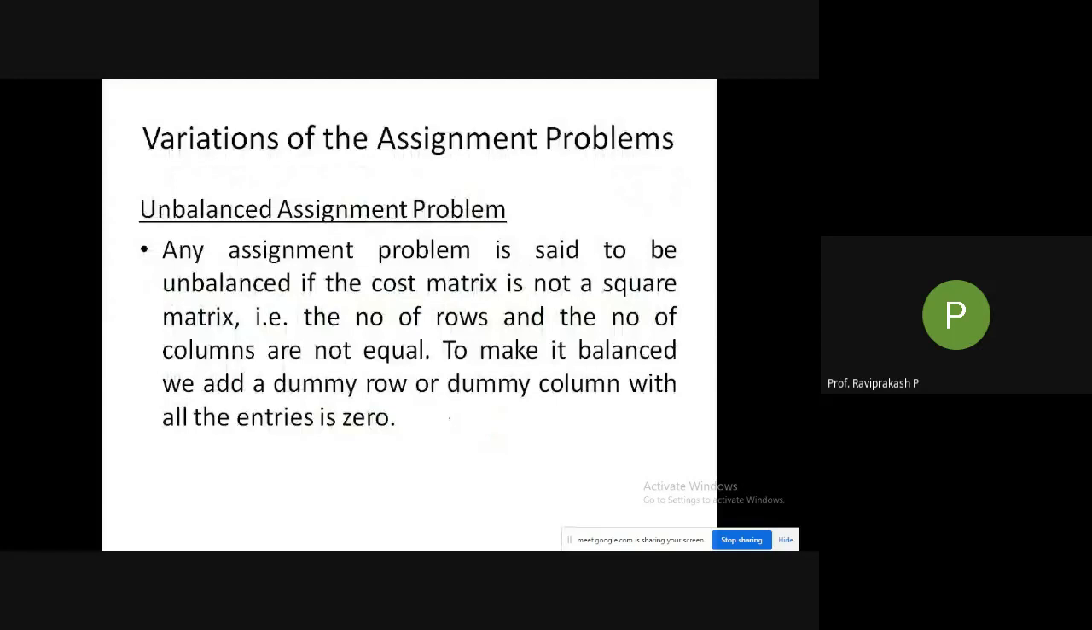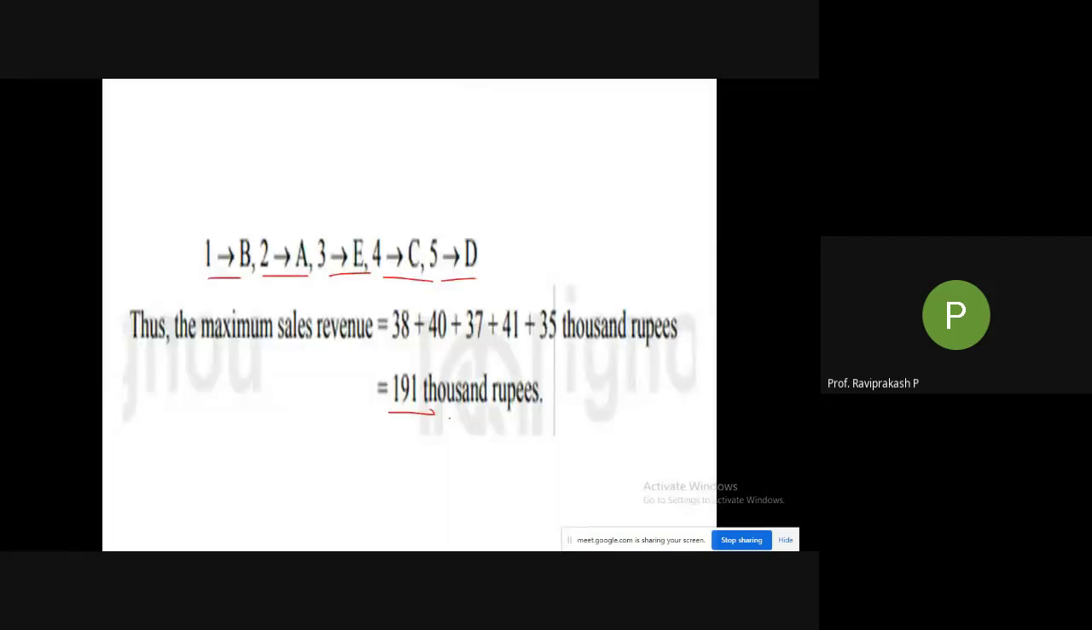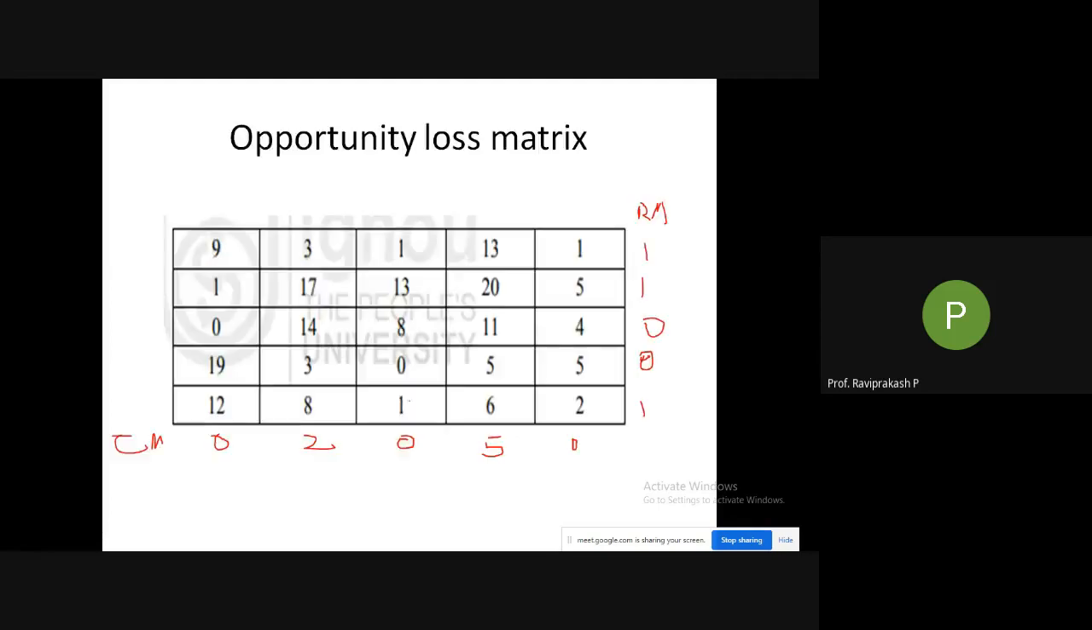So none of you could solve this. Students, just take down this answer if you want: 191. Try to solve it. In the next class, I'll solve this and we'll see where you guys went wrong. Is it clear? Yeah, students.